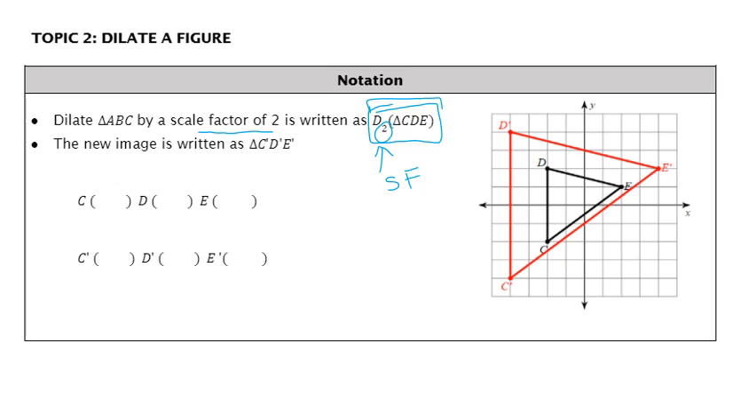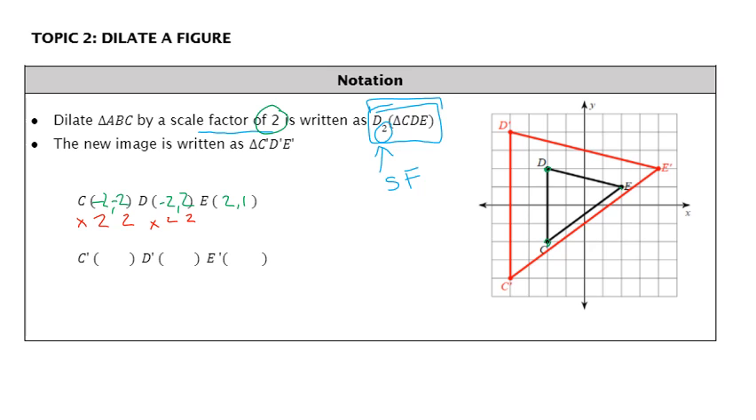Okay, so if I look at my problem here, we could basically create this new image. So I can see, for example, point C was -2, 2. Point D was -2, 2. And point E is 2, 1. And so when it says dilate by a scale factor of 2, all that basically means is you take all these values and multiply by 2.